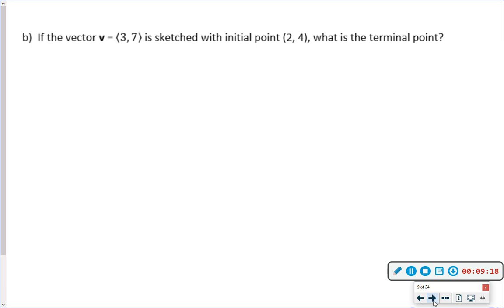Okay, if the vector, notice vector form, is sketched with that initial point, what's the terminal point? So you are moving this point according to the vector. The vector is telling you right 3, up 7. So if I want to make this right 3, up 7, where would you end up?